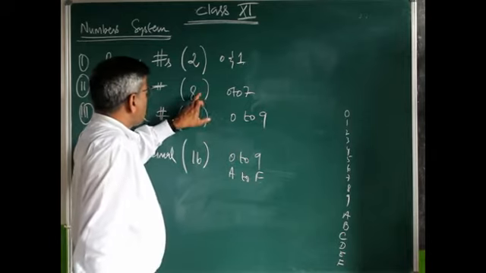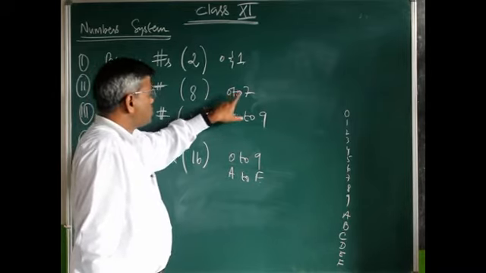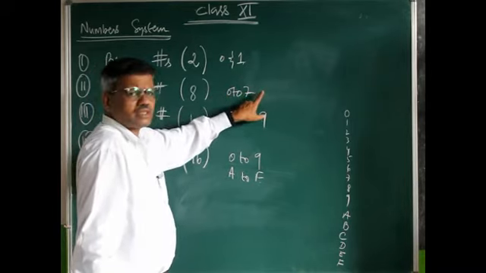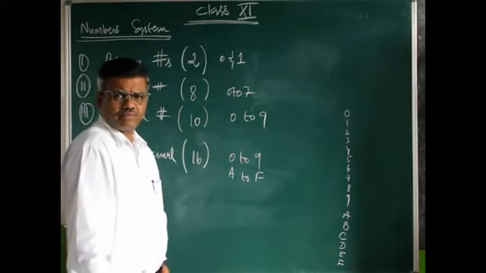Can I use a digit 8 and 9 here? No. I will be allowed to use 0 to 7. If I use the digit 8 and 9 in octal, it's an error.